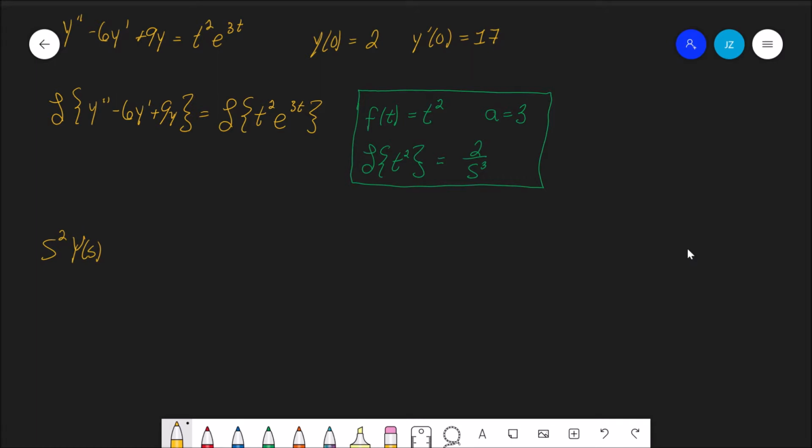times y of s minus s times y of 0 minus y prime of 0 minus 6 times s y of s, I almost wrote x, minus y of 0 plus 9 y of s is equal to, now we're going to use the first translation theorem, so it's going to be 2 over s cubed evaluated at s minus 3. So it is 2 over s minus 3 cubed.